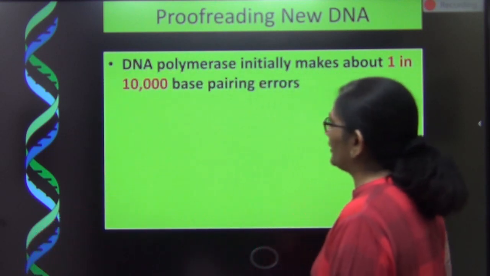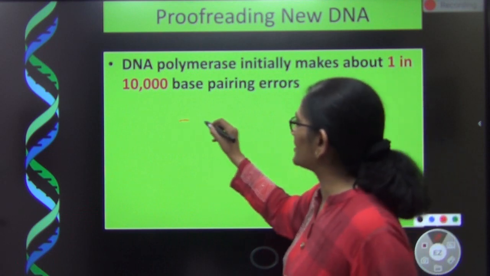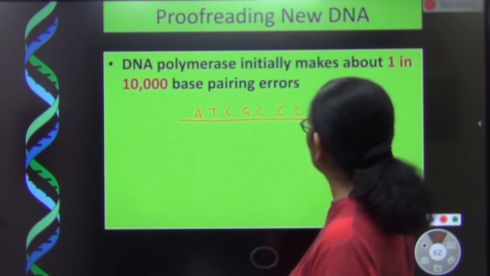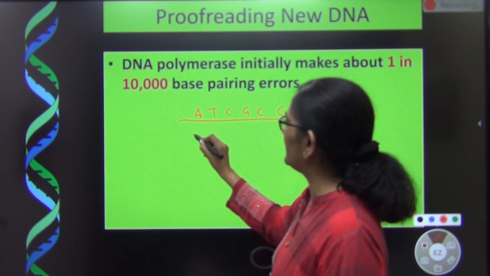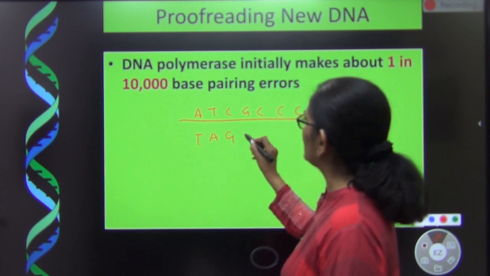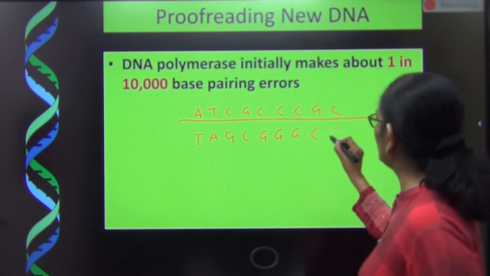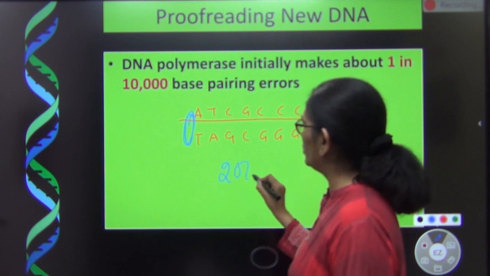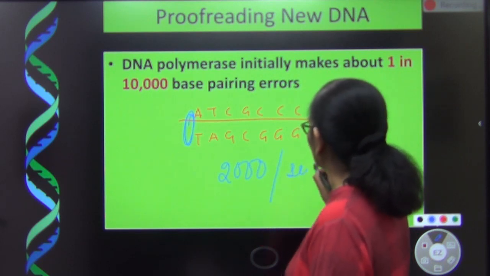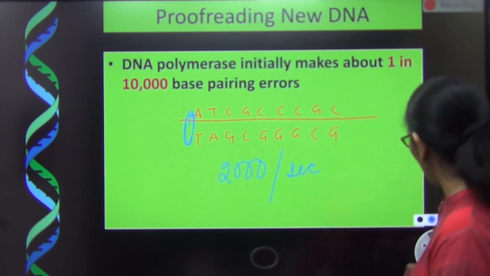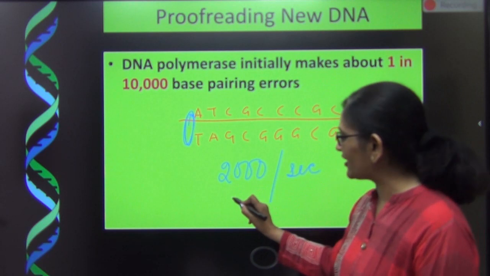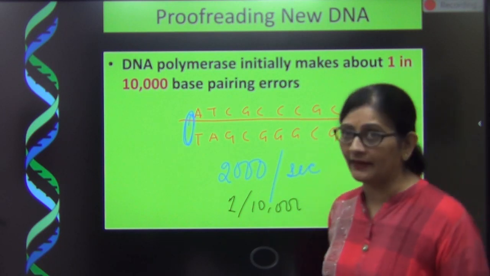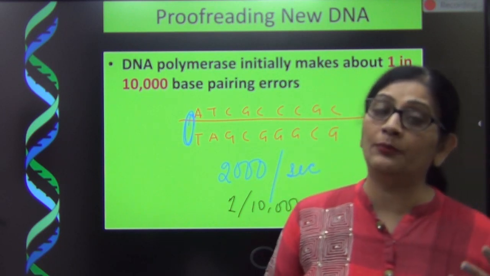I told you that the polymerization of the bases occurs at a very fast speed. Say if this DNA has the nucleotide sequence A, T, C, G, C, C, C, G, C. Now the enzyme polymerase will put here T, A, G, C, G, G, G, C, G, and this polymerization which the DNA polymerase enzyme will do, it will do at the rate of 2000 nucleotides per second. Now, doing it at such a high speed, there can be some mistake, and the mistake actually occurs 1 in 10,000. One mistake may happen in the base pairing. So we must have a provision of proofreading.